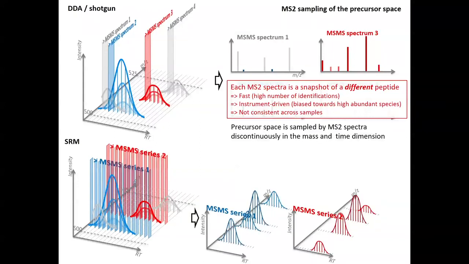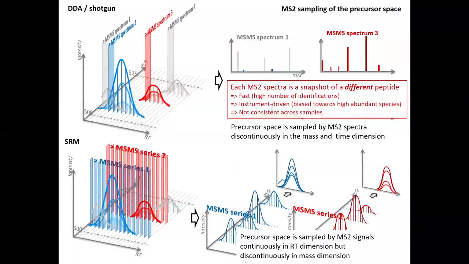And the thing to notice here, and of course we can extract quantitative information by integrating these fragment ions as a function of time. And we can project them like this, and you'll see a lot of pictures like this later in the week. But the main point I want to make here is that the precursor space is sampled by MS2 spectra, or MS2 signals, in this case, continuously in the retention time dimension, but it's discontinuous in the mass dimension, right? So the instruments aren't fast enough to sample the whole m/z precursor space where we would expect peptides to be with these narrow precursor isolation windows. So continuous in time, but discontinuous in the mass dimension in terms of the precursor space.